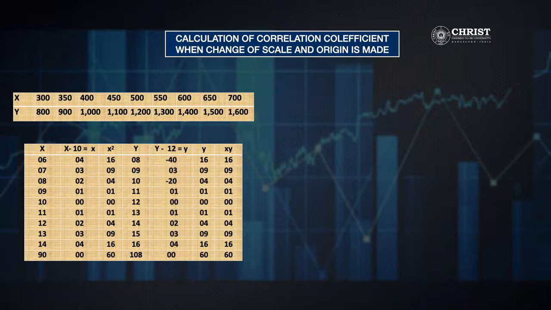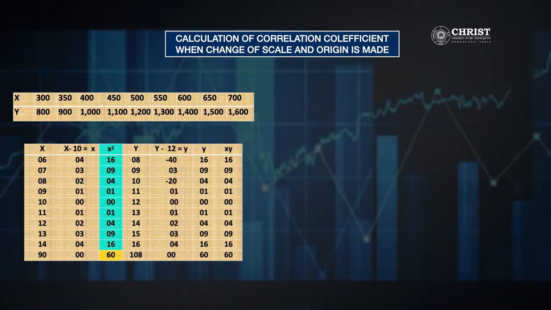To calculate the mean of the x series, the total is 90, divided by 9 values, so you get the mean as 10. Now you have to take the deviations, that is small x. Then you have to take the square of those values: 16, 9, 4, 1, 0, 1, 4, 9, 16.